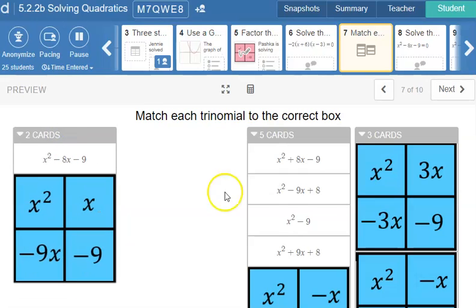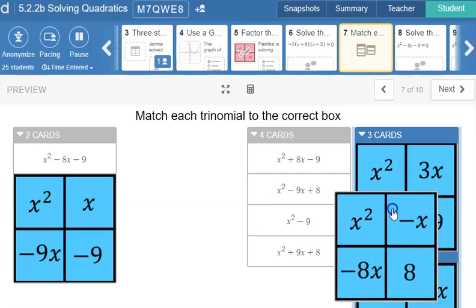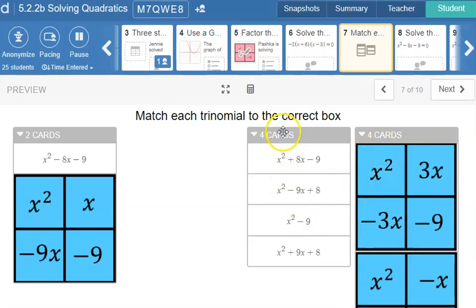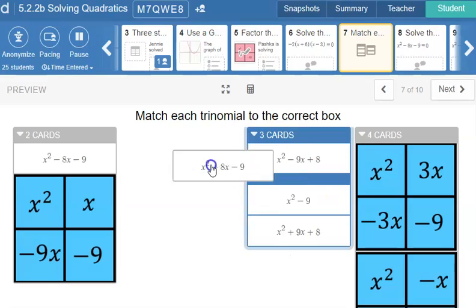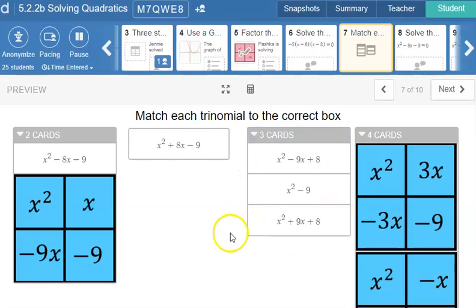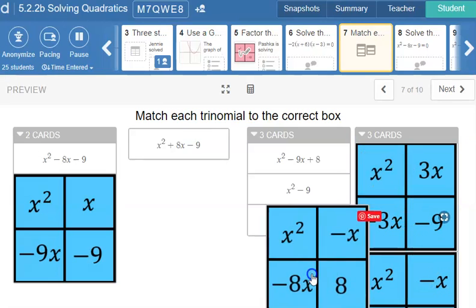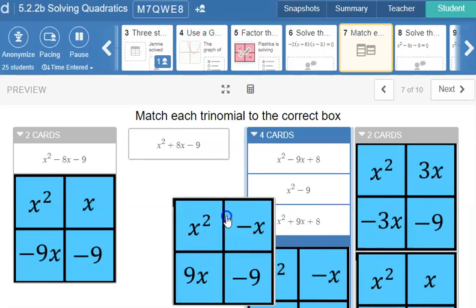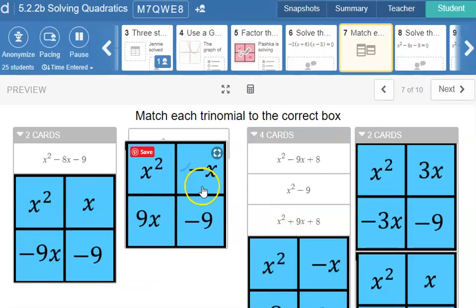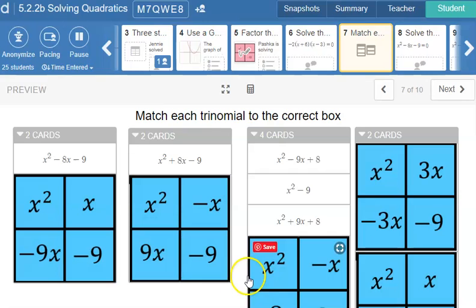Let's put those together. Alright, now I need an equation, an inequality. Let's see. Let's do this one. Alright, I've got x squared plus 8x, so this one looks a lot like this one. The only difference is that minus sign. So I need the negative to be on this one, and this one to be positive. So let's see if I can find that. No, that's not it. I think this one works. Oh, yeah. Alright, so those two go together. X squared plus 8x minus 9.